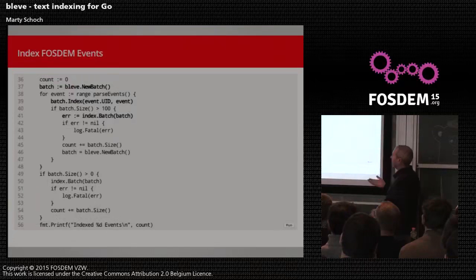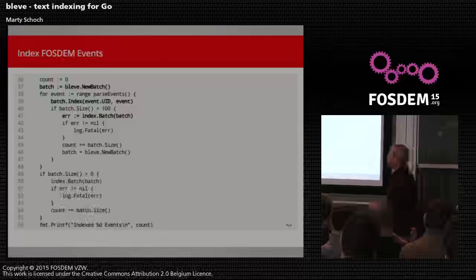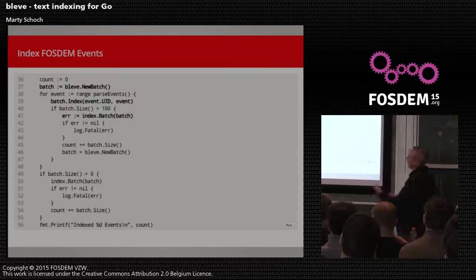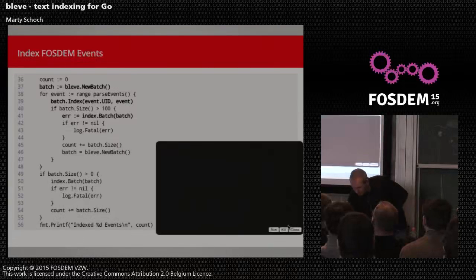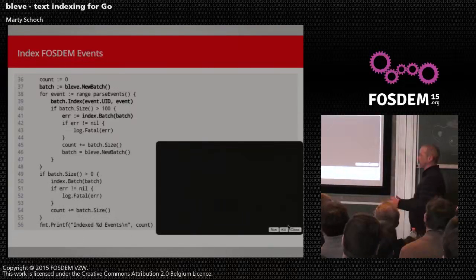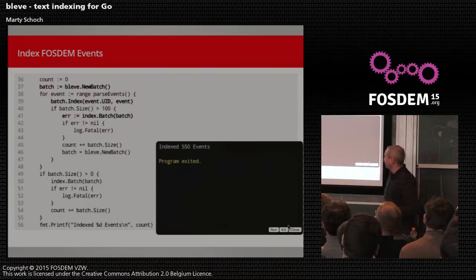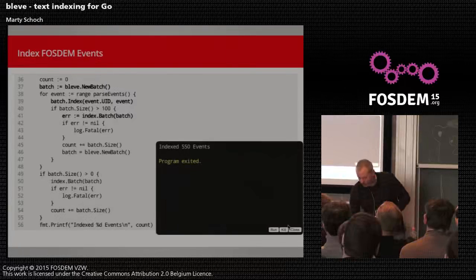I create a new batch, and then I keep adding them. So on line 39, I'm adding a document to a batch. Every time I get 100 in a batch, I go ahead and execute the whole batch. A little bit of boilerplate at the end to clean up the last batch, which is not 100. And we can go ahead and run this. And again, when you're indexing larger amounts of documents, you get some efficiencies by putting things into batches as well. So that indexed 550 events.